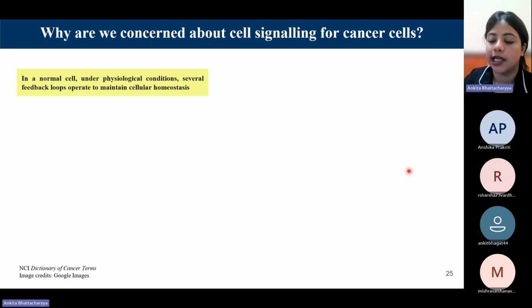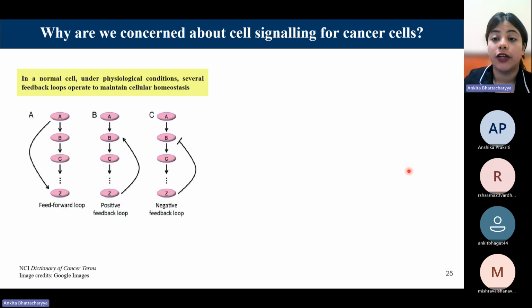So therefore, the cell is very careful with the usage of resources. Therefore, a lot of checkpoints have been put into place. What sort of checkpoints are these? There are some feedback loops. What does it mean? The term feedback loop basically means that the cell is receptive to feedback. The cell is sensing what is happening within it and is responding in accordance with whatever feedback it is getting.